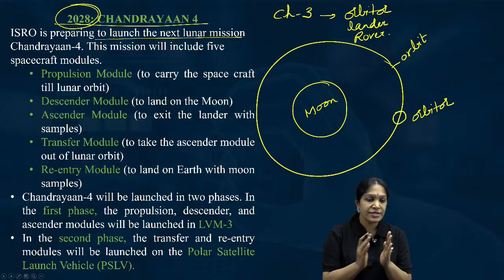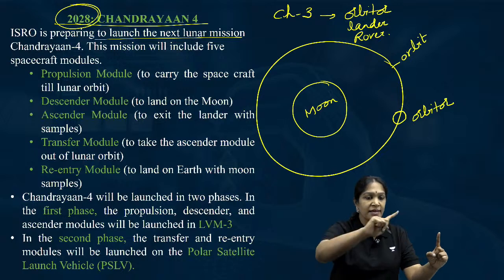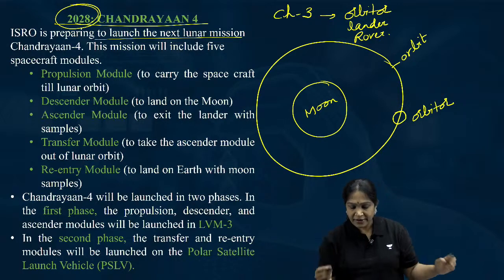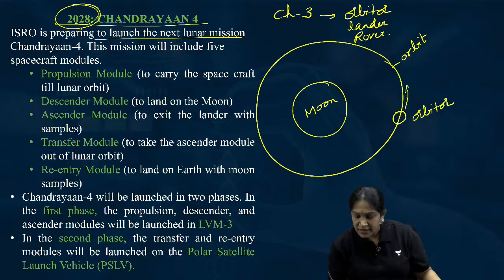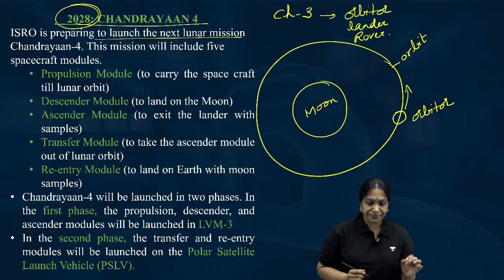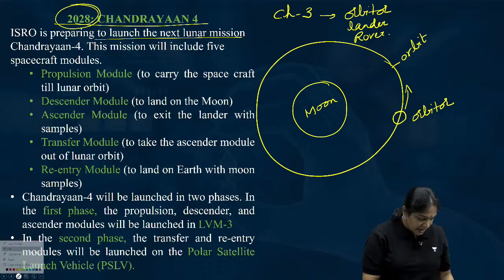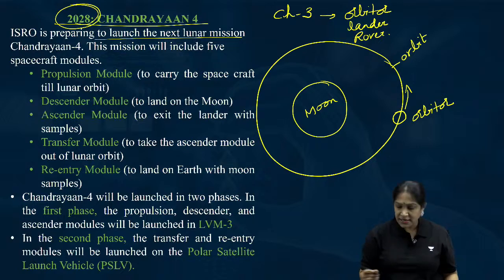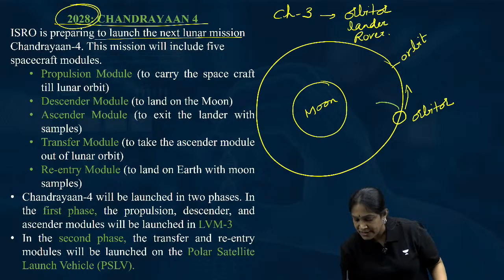Orbiter will not touch the moon. It will be orbiting around the moon. Right? It will be orbiting around the moon like this. Then from this, another component will start, that is called a lander.